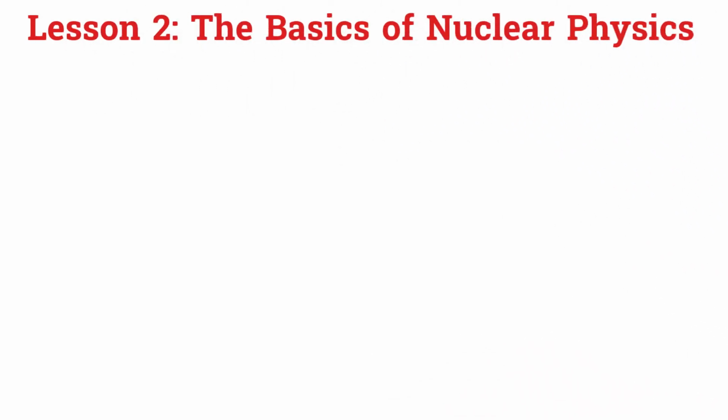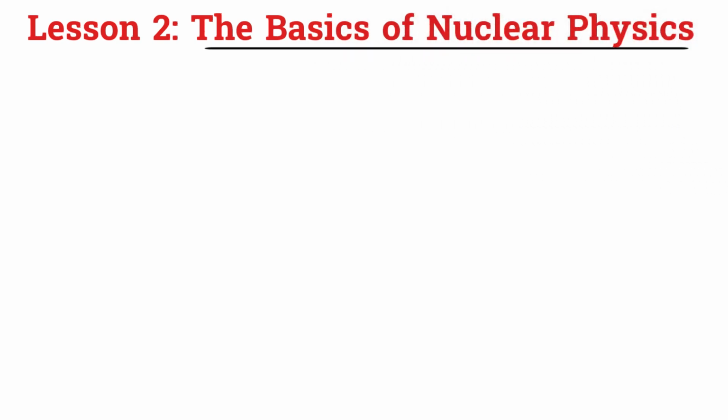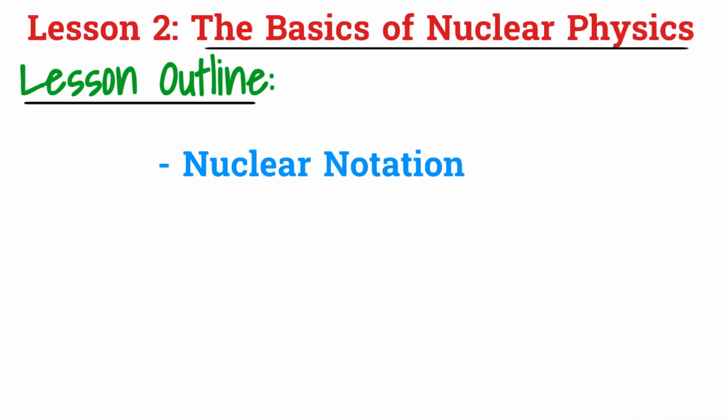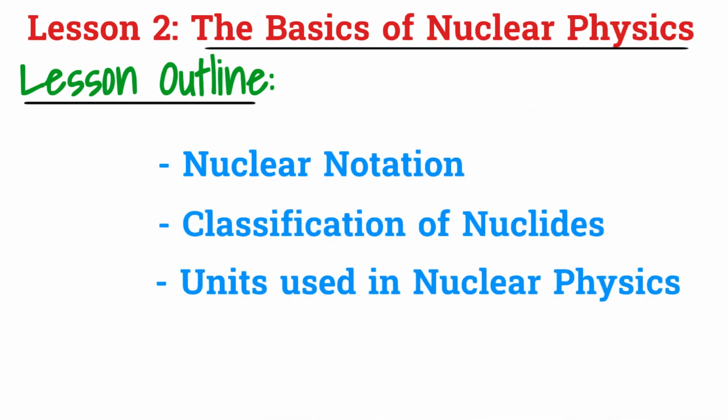In the first lesson of nuclear and particle physics, I talked about the relevance of studying nuclear and particle physics and explained the origin of nuclear and particle physics. Today we're going to have our second lesson, and I've titled it The Basics of Nuclear Physics. In our lesson outline, we're going to talk about the nuclide notation, classification of nuclides, and units used in nuclear physics.